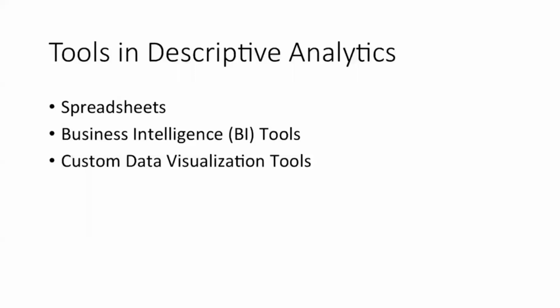So to summarize, the tools in descriptive analytics. So the methodologies are one thing. What are the types of tools that you can use to execute these methodologies? So generally there are three types of tools. First are spreadsheets. Second are BI, or business intelligence tools. And the third are more customized data visualization tools.